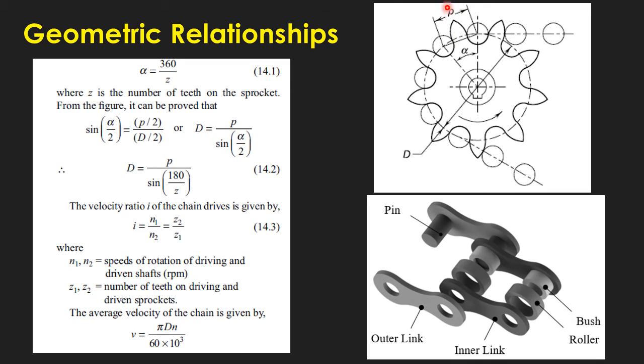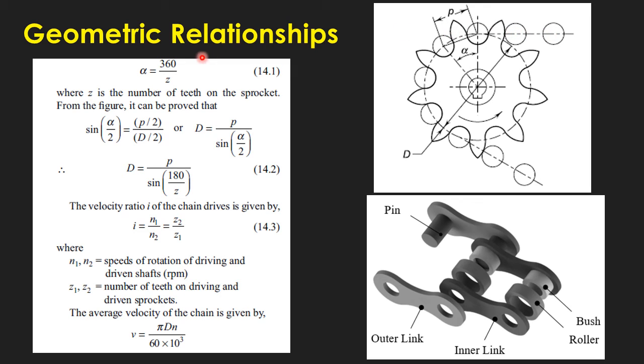When the chain gets extended, it is the pitch that will be increasing, and if the pitch is increasing, then it will not fit properly into these cavities. It is basically the linear distance from the axis of one roller to another roller, or the axis of one pin to another pin.